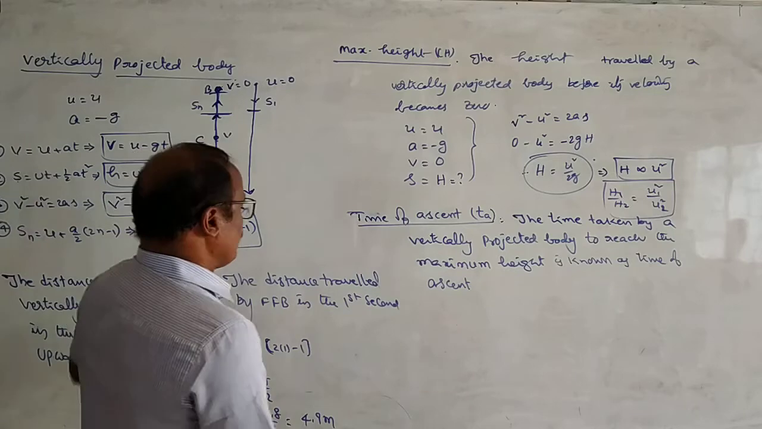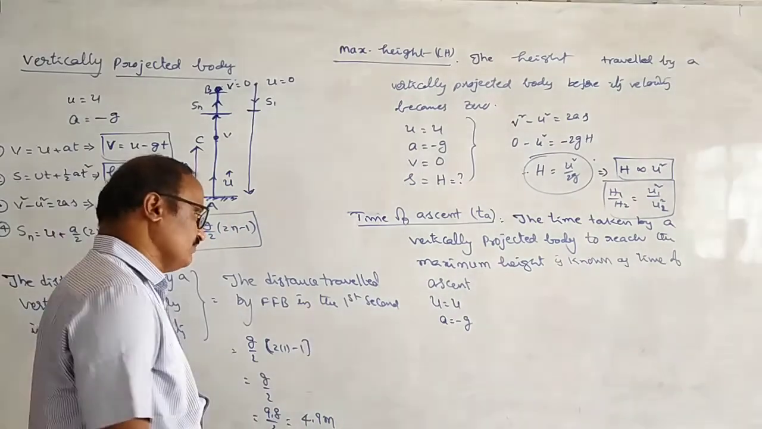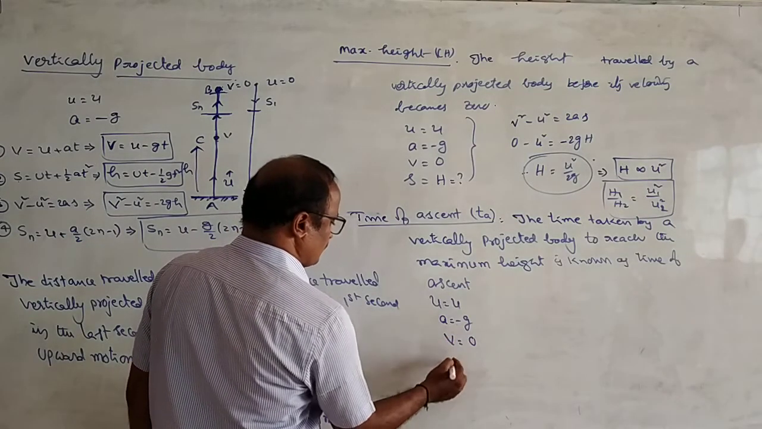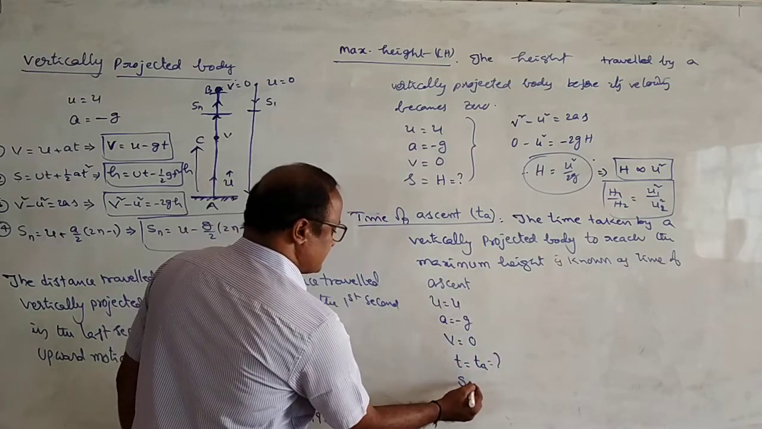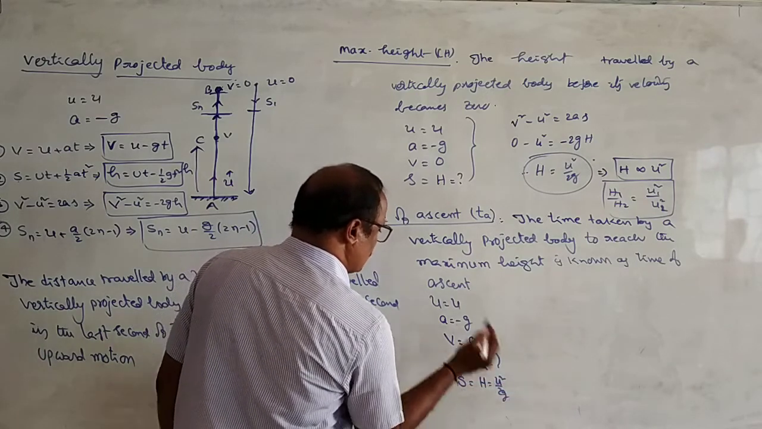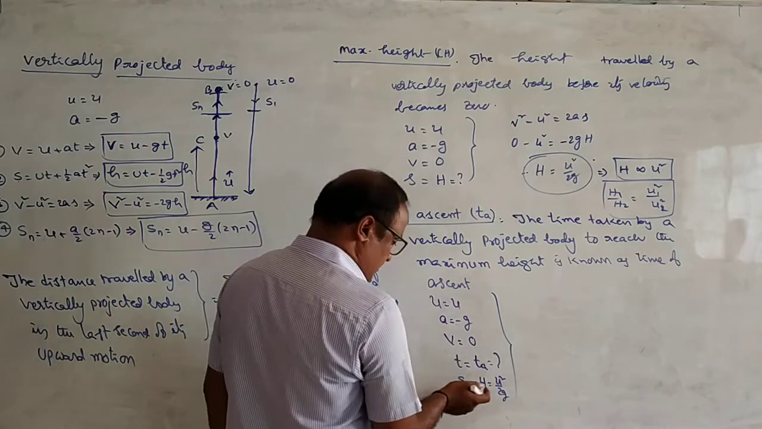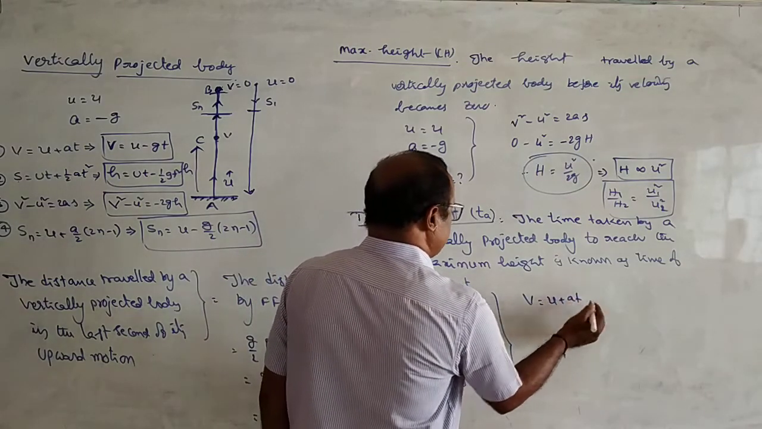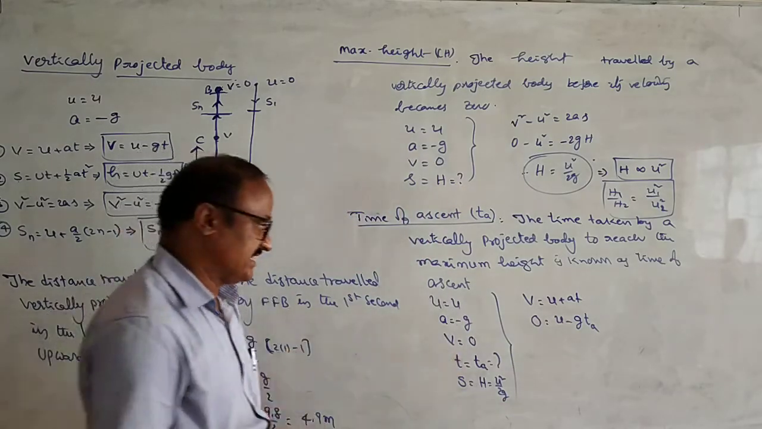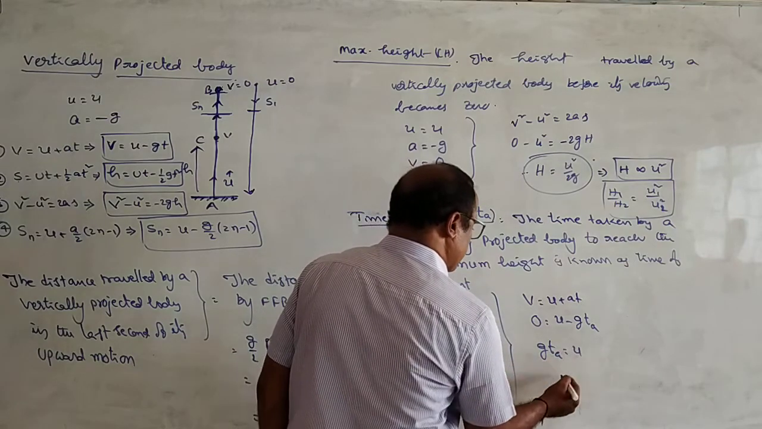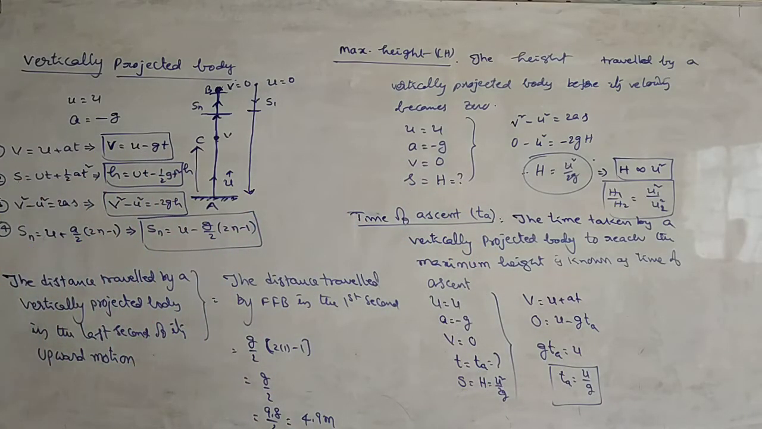Okay now, in case of upward journey, initial velocity is equal to u, acceleration a is equal to minus g. These are the required conditions. Next, at the maximum height v is equal to 0, and let us find the value of t, t is equal to Ta. In this time interval, the distance traveled s is equal to capital H, and H is equal to u square by 2g. Use the formula v is equal to u plus at. From v equal to u plus at, 0 is equal to u, a is replaced by minus g, and time t is equal to Ta, time of ascent. Therefore g into Ta is equal to u, or Ta is equal to u by g. This is the formula for time of ascent in case of a vertically projected body.